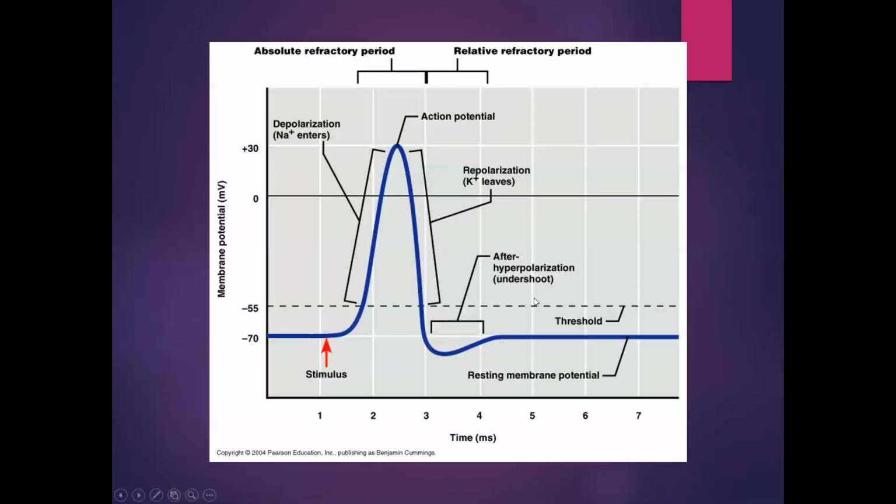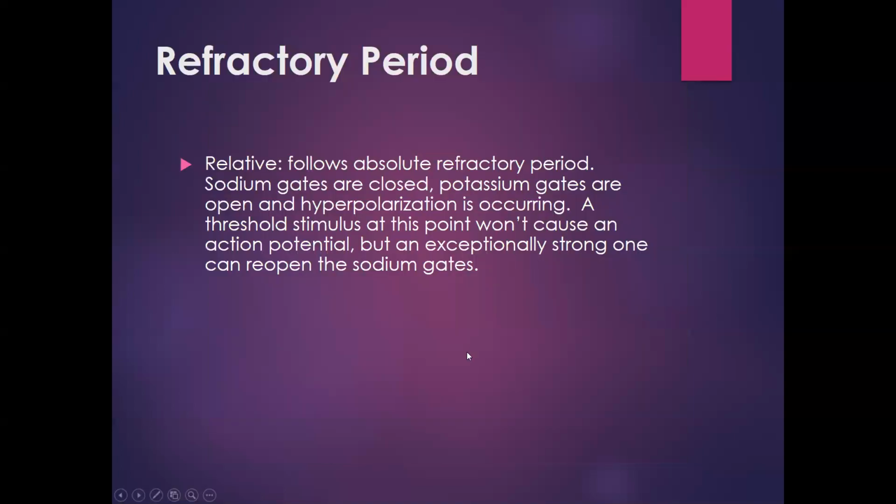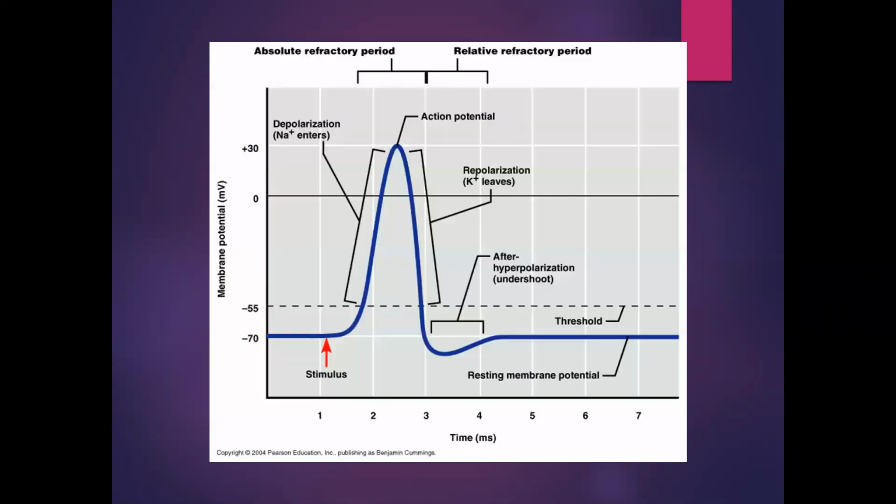And then there's the absolute refractory period and the relative refractory period, like we already know. The relative refractory period will be when the sodium gates are closed, potassium gates are open, and hyperpolarization is occurring. We already know a threshold stimulus at this point won't cause an action potential, but an exceptionally strong one can reopen the sodium gates. Okay, because we're at -80 maybe, so now I need a stimulus of +25 instead of +15 to get it back open. And there's that again, just like we know.